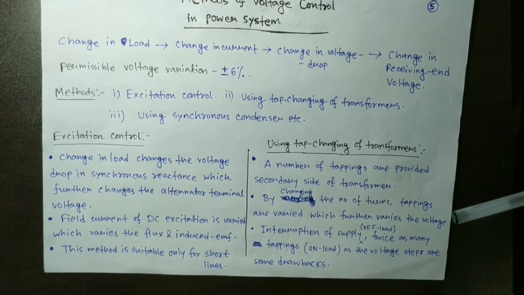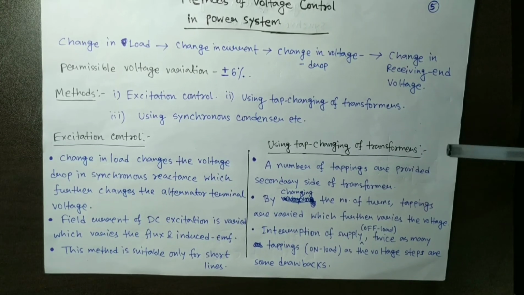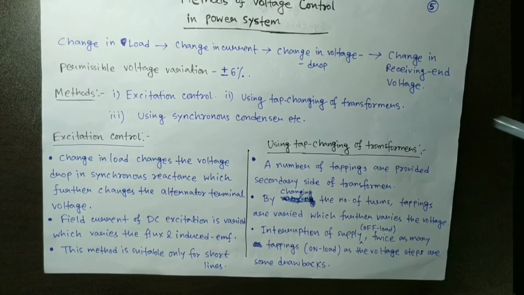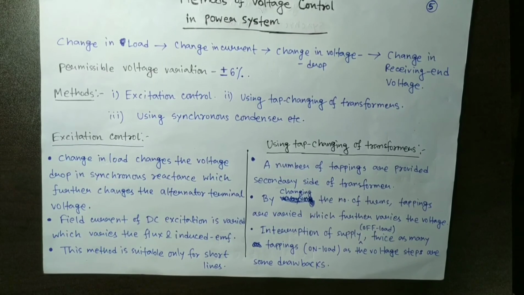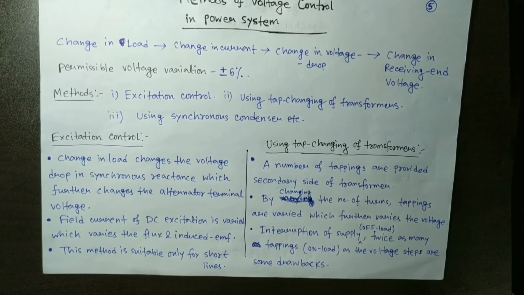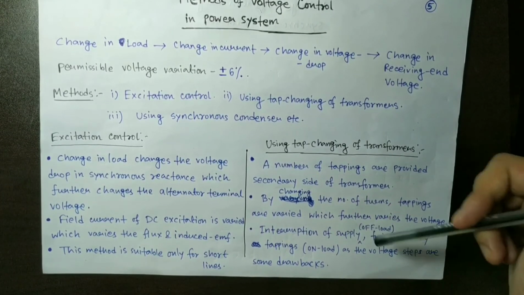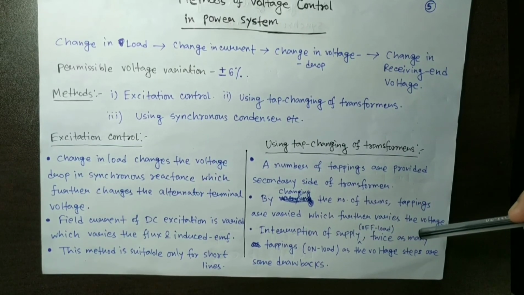But there are certain drawbacks also, like there are two types of tap changing: on-load tap changing and off-load tap changing. On-load means this tap changing is performed in the presence of the load, but in case of off-load tap changing, the tap changing is performed by disconnecting the load. So whenever you are disconnecting the load, there is a problem of interruption of supply. Okay, this is the drawback in case of the off-load tap changing transformer.